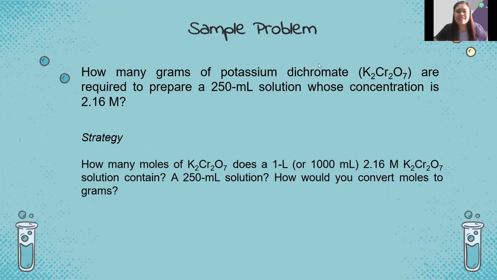So let us move on. Let's have the sample problem here. So let's read: how many grams of potassium dichromate are required to prepare a 250 ml solution whose concentration is 2.16 molar? Again, our question here, how many grams of potassium dichromate are required to prepare a 250 ml solution whose concentration is 2.16 molar?